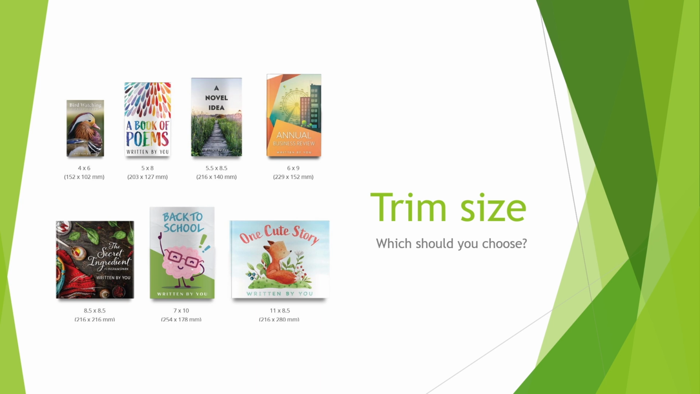There's a 4 by 6, which is a typical mass trade paperback size, 5.5 by 8.5 inches, 6 by 9 inches. One of the things I want to impress on you early is that the publishing platform you're working with would have specifications outlined as to the print sizes that are available to you. To the bottom, we have One Cute Story, which is a children's book, 11 by 8.5 inches.